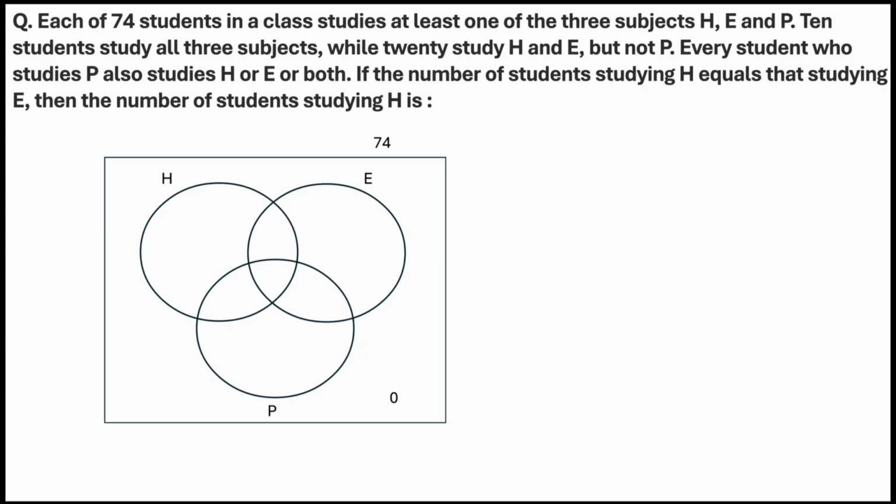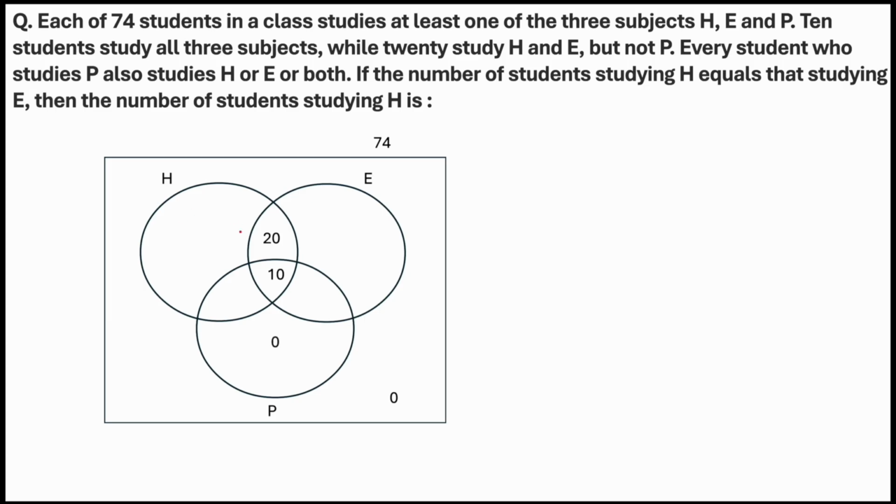Further, 10 students study all three subjects. So in the region common between all the three circles, I write the number 10. Next, 20 students study H and E but not P. H and E but not P is this region. So here I write the number 20. Next, every student who studies P also studies H or E or both. This tells us that there is no student who studies only P. So the region only P will be 0 in number.